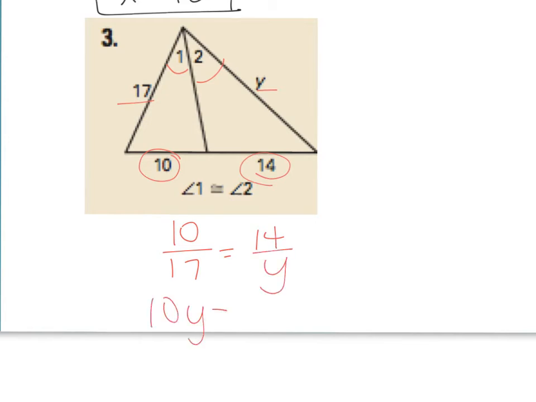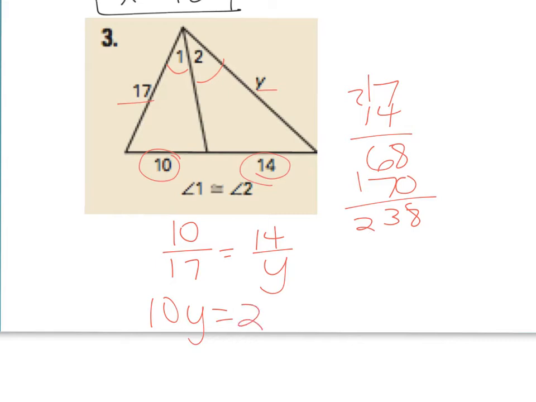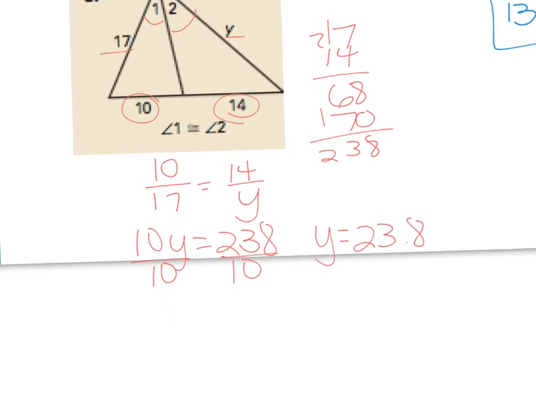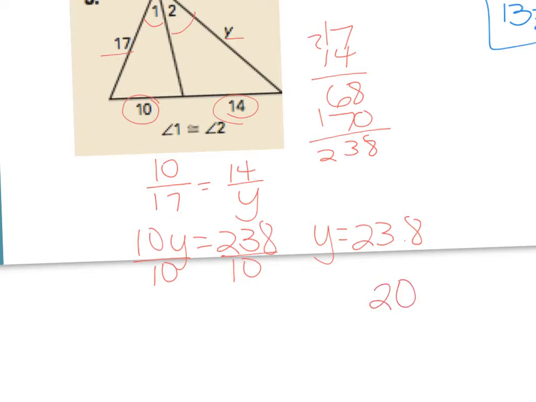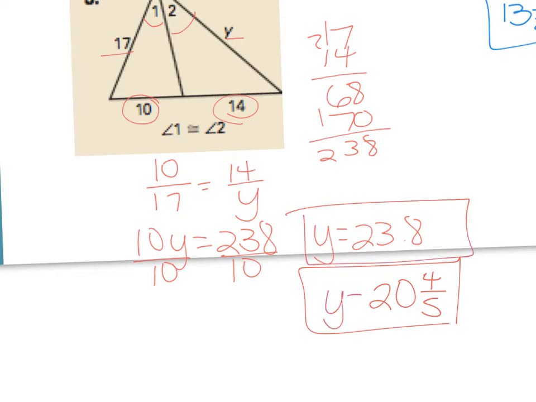And then I would cross multiply. 17 times 14 is 238, divide by 10, and y equals 23.8, or 23 and 8/10, which becomes 4/5. So either of these works. So you only want to use a decimal if it's a terminating decimal, meaning it stops. You don't want to give a decimal that doesn't end or repeats, because that's not an exact answer.